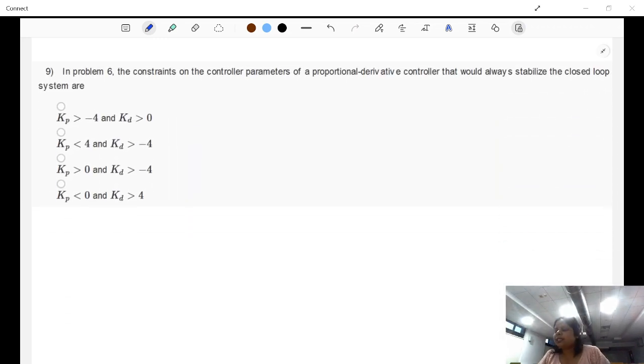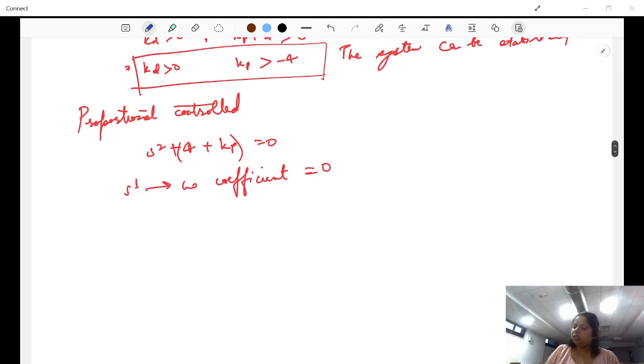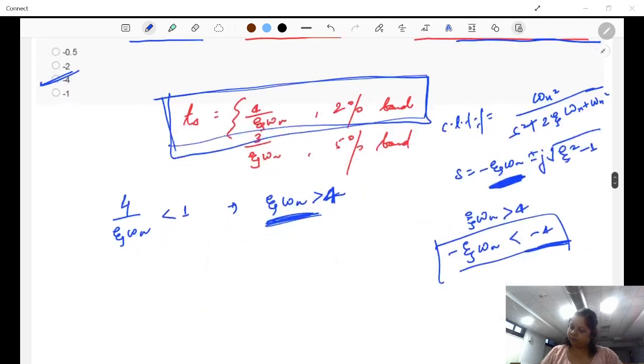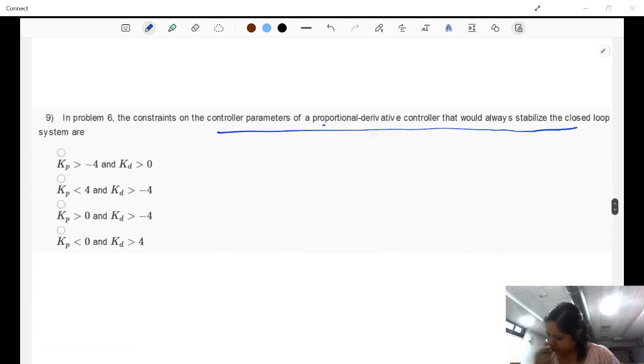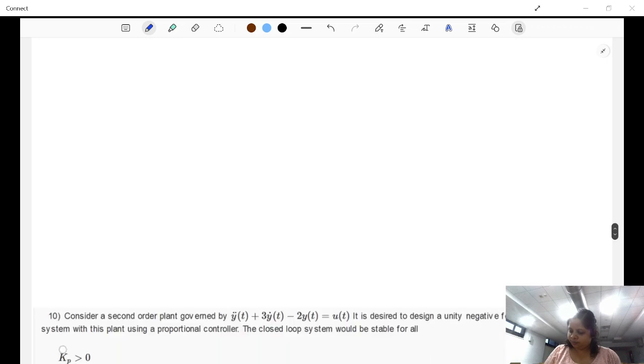So it says in problem 6, the constraints on the controller parameters of the PD controller that would always stabilize, right? So in question 6, we had already solved this, and we can pick the answer directly from there. So yeah, we had found this answer: KD should be greater than 0 and KP should be greater than -4. So A is the answer to this question. Okay. Now we'll proceed with the next question.